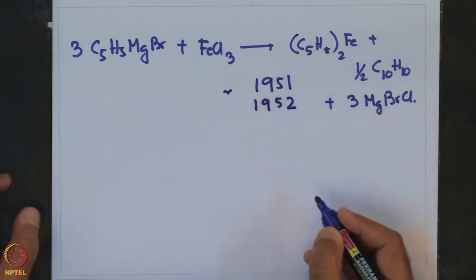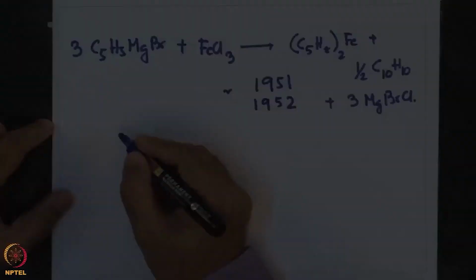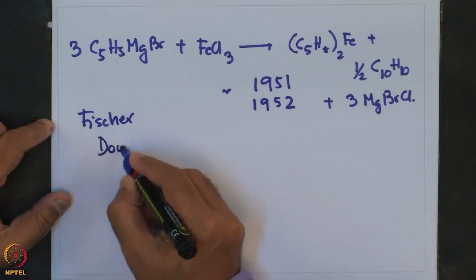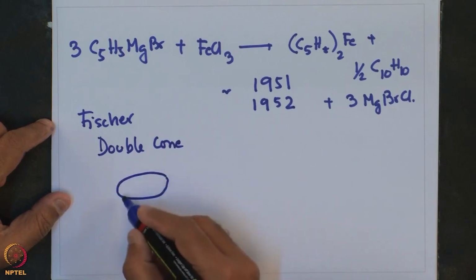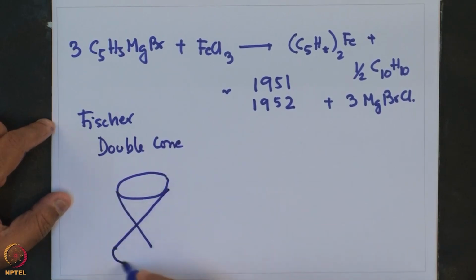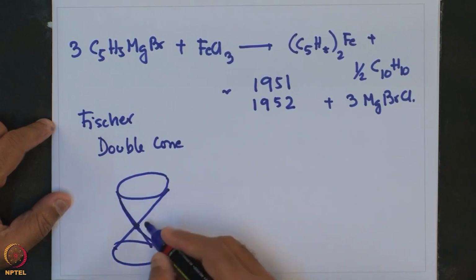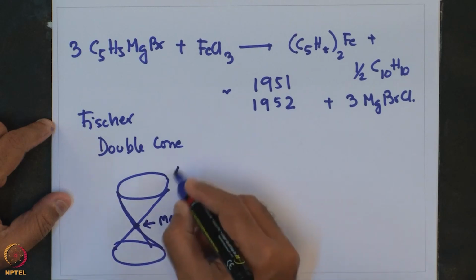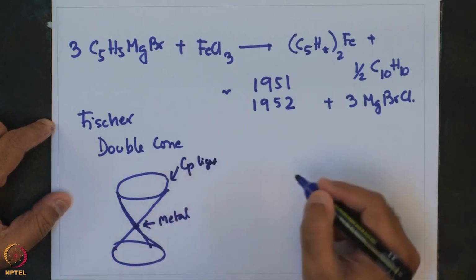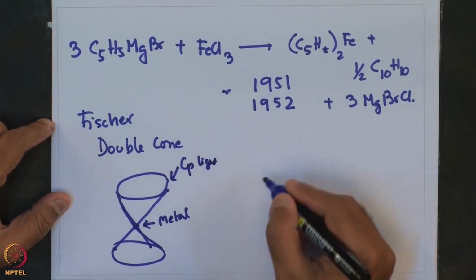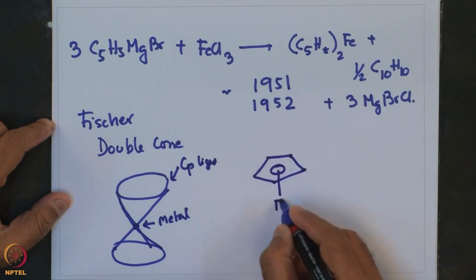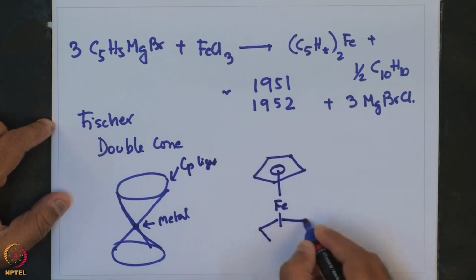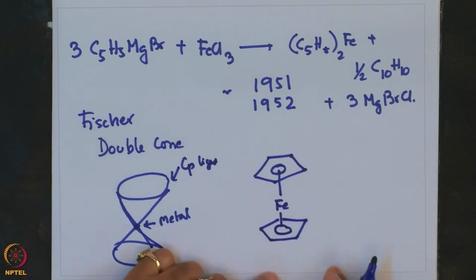the explanation of the structure was given by Fischer in 1952, and it says that it is a double cone structure with the base of the cone represented by two Cp ligands and the metal being at the center, and this was based on structure analysis, and the structure of ferrocene was thus given by something like this.